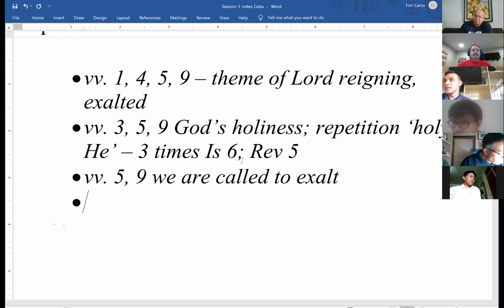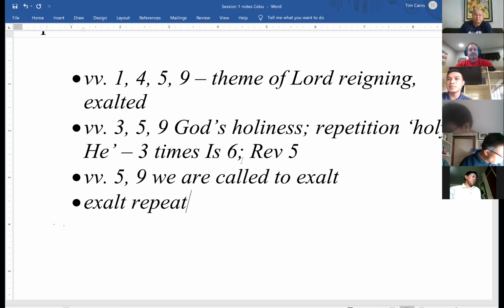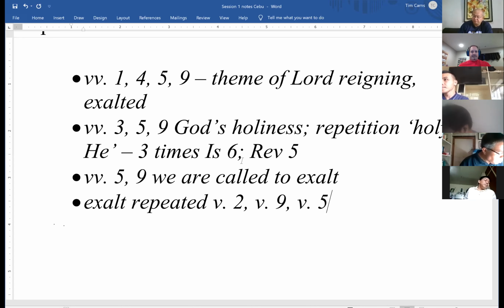All right. Pastor Tim also noted the exaltation, the word exalt and exalted, verse 2. In the last portion, verse 9, verse 5. Yep. Okay, good. Definitely this focus of exalt and even worship, right, is repeated a couple of times, isn't it? Yes.